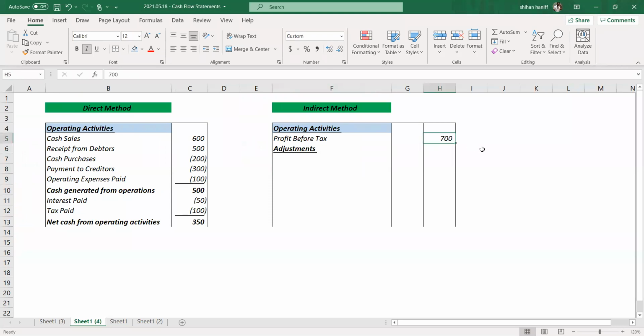This profit has some non-cash items that we need to remove, that we need to adjust from the profit. What are the non-cash items? Tell me, what are the non-cash items?